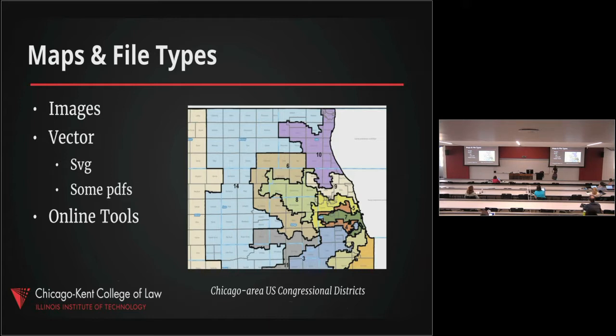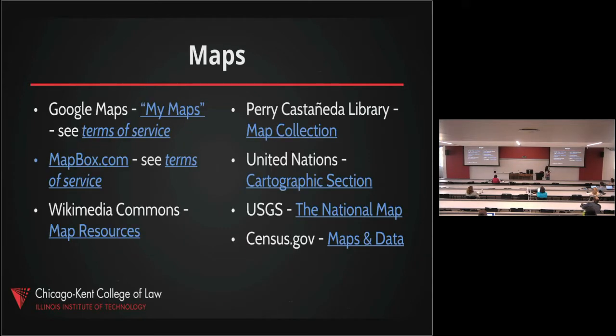And I was trying to find online something that showed the boundaries of my congressional district, my state representative, and my state senate, and that was not an easy task. So here are a few of the places you can go to get maps. Things from cultural institutions like the Castaneda Library to Google Maps.